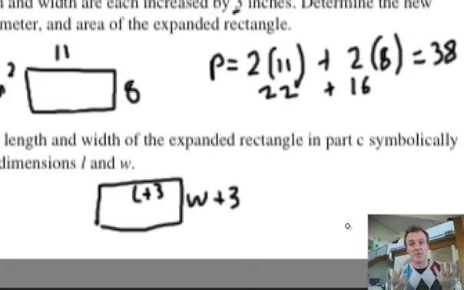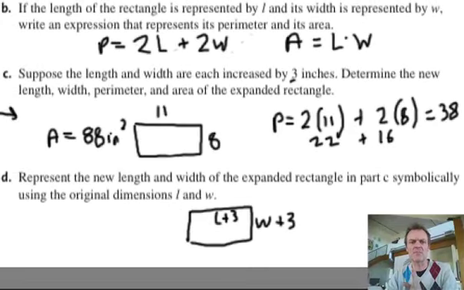Not 8 plus 3 and 5 plus 3. If we did have the original rectangle that was 8 by 5 and I added 3 to it, we're now calling it L. I've still got to add 3 to it. All I can write is L plus 3. The width is W. I can still just add 3 by writing plus 3. So, that's it. Represent the new length and width symbolically. That's all we have to do. So the new length is L plus 3. The new width is W plus 3 because I added 3. We'll do some exercises on that in the next video.